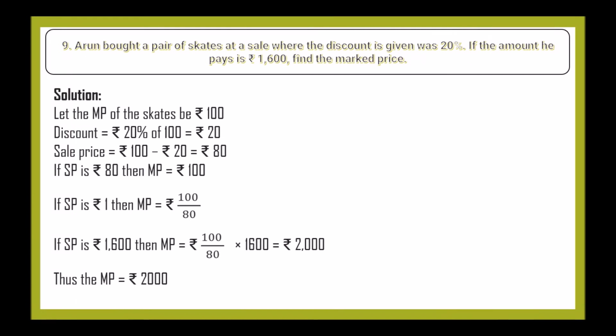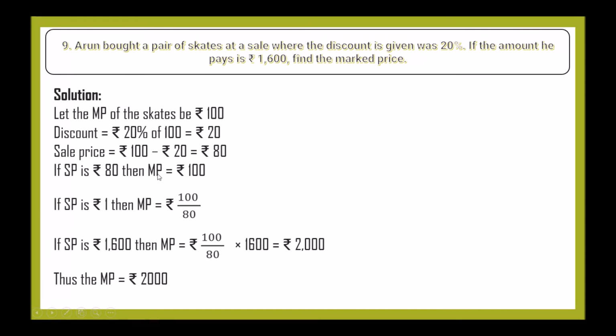9th question. Arun bought a pair of skates at a sale where the discount given was 20%. If the amount he pays is rupees 1600, find the marked price. So let the marked price of the skates be 100 rupees. Discount is 20% of 100, that is rupees 20. Selling price is 100 minus 20, that is 80.